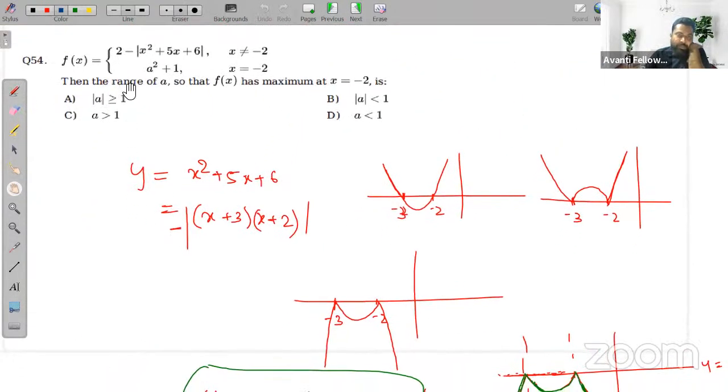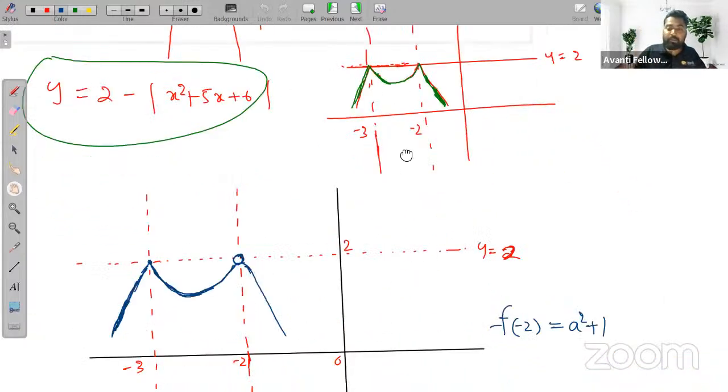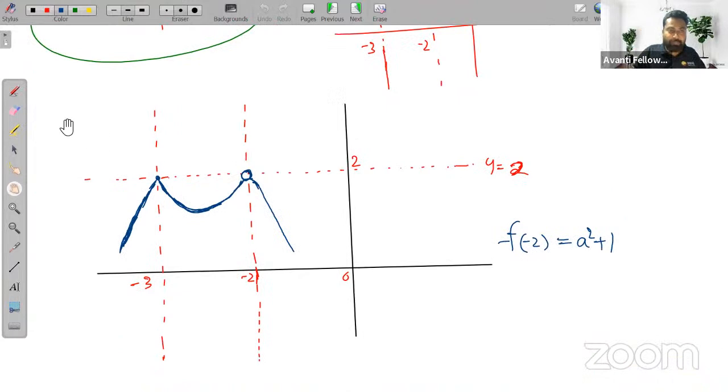But it is given that the range of a is such that f of x is maximum at x is equal to -2. At x is equal to -2, f of x must be maximum. Then you need to find the range of a. To be maximum, it must be greater than or equal to 2. Yes or no? Then here we are getting an inequality.